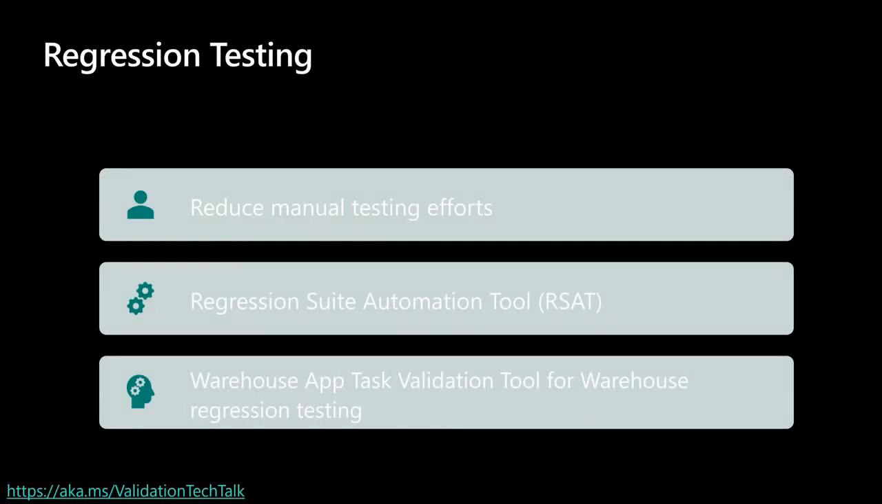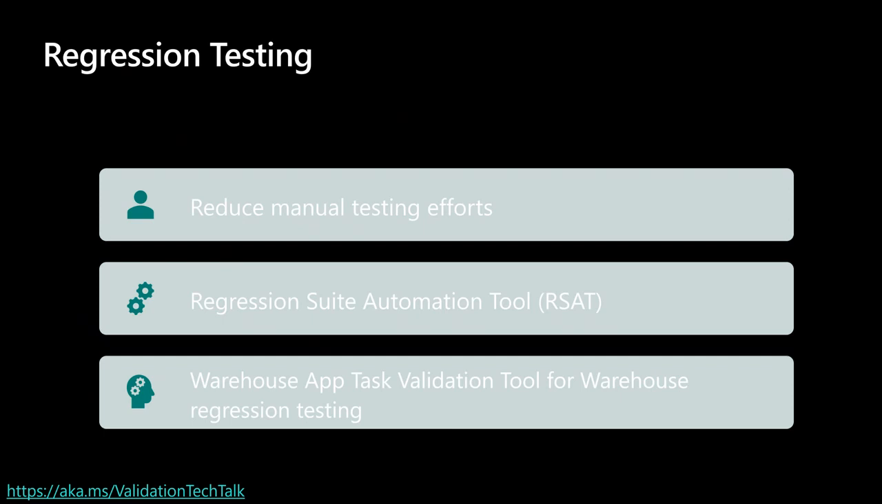And this is what we call regression testing, right? So does the new application version break anything that we had previously that was already working? So that's regression testing. Since this is such a continuous activity now in the Dynamics 365 world, you want to try to reduce those manual testing efforts as much as possible.